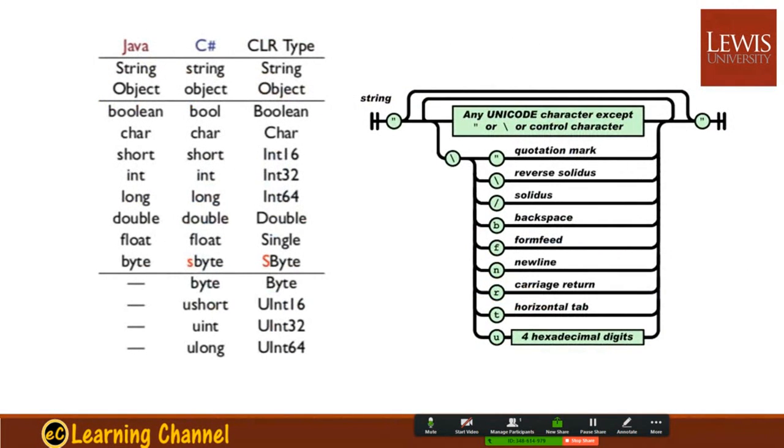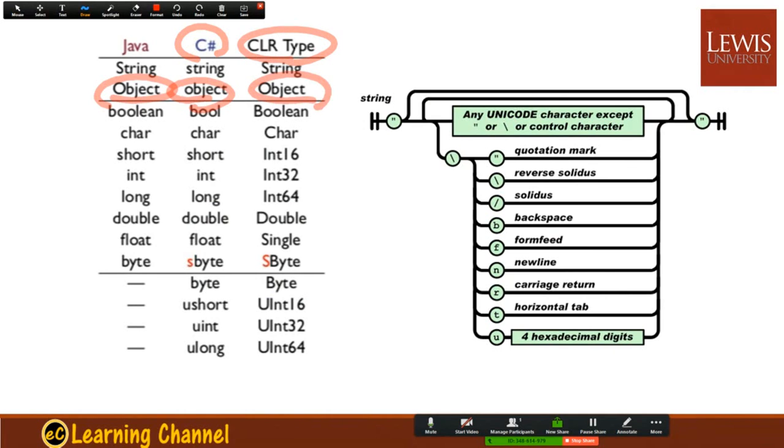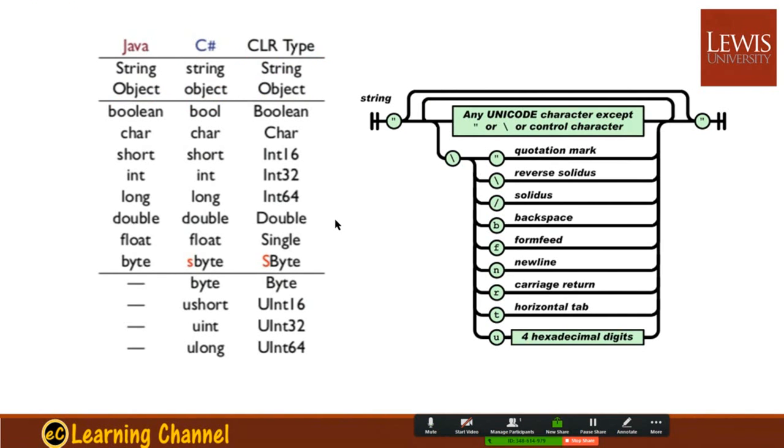So here we have the Java string, which is an object. C# is also an object. The CLR type is an object too. Those are the different languages that support strings as objects.